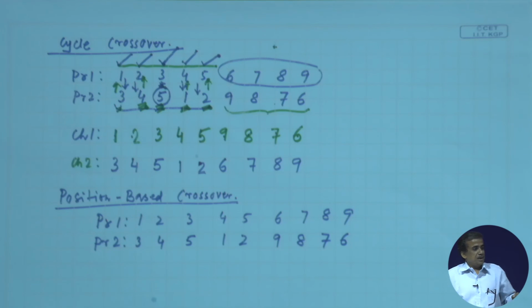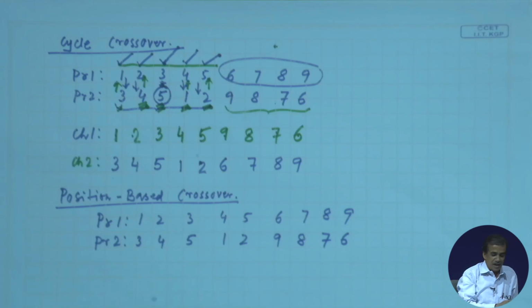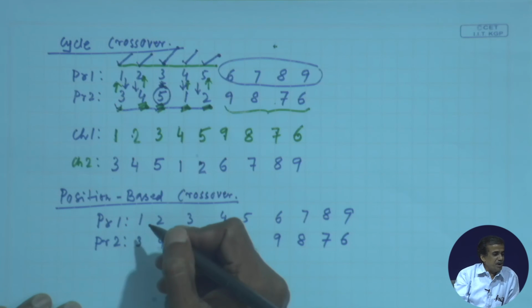Okay. The next operator is known as the position based crossover, and that was proposed in the year 1991 by Syswerda. Now, here I am just going to consider this is parent 1 and this is your parent 2. Okay. Now, let us see the procedure to determine child 1. To determine child 1, choose a number of crossover points, say 1st, 4th, 7th and 9th on parent 1.